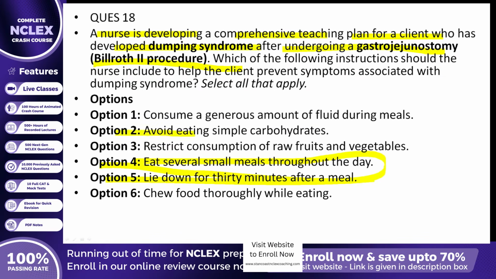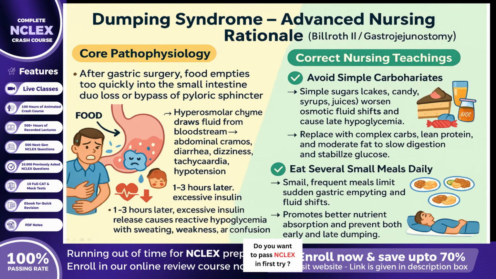Dumping syndrome develops when food empties too quickly from the stomach into the small intestine following gastric surgery, especially when the pyloric sphincter has been bypassed or removed. This rapid emptying allows hyperosmolar chyme to enter the small intestine, pulling large amounts of fluid from the bloodstream into the intestinal lumen. The result is abdominal cramping, diarrhea, dizziness, tachycardia, and hypotension occurring soon after eating. In addition, 1 to 3 hours later, the body reacts with an excessive insulin release, causing reactive hypoglycemia characterized by weakness, sweating, and confusion. Moving forward, let us evaluate each option individually.